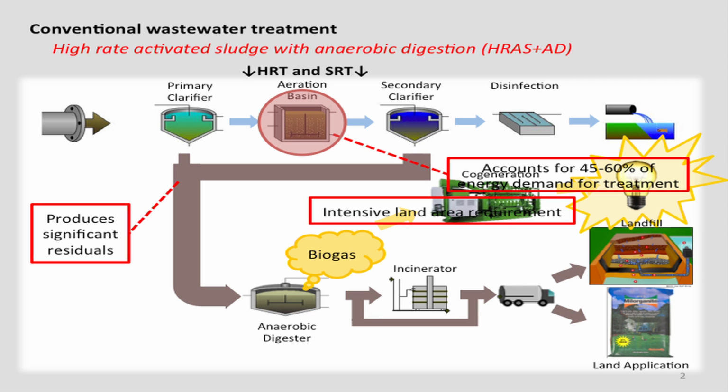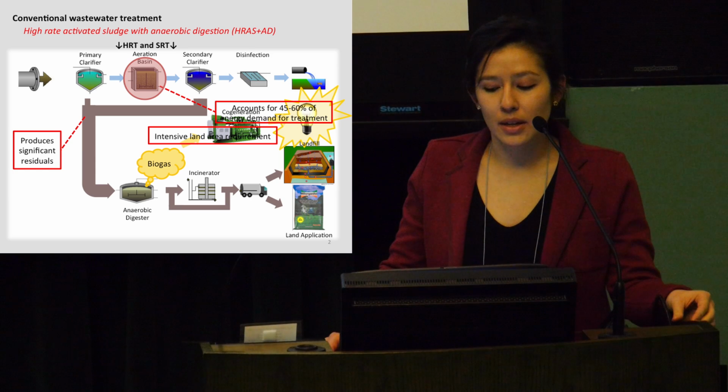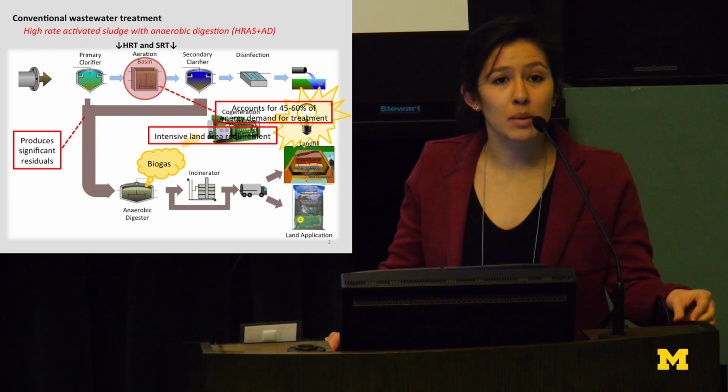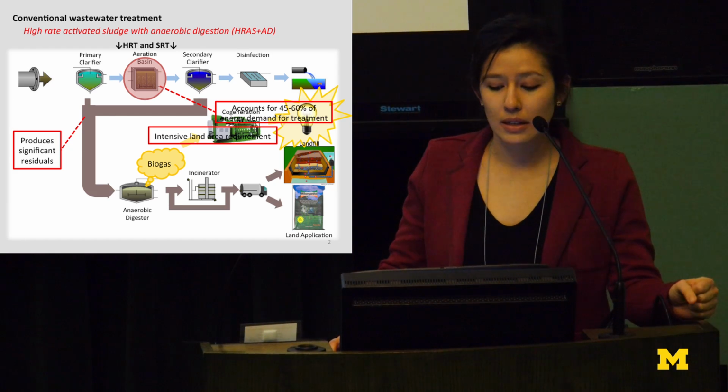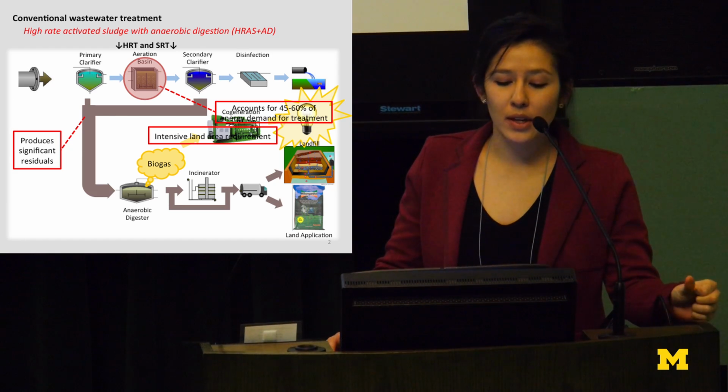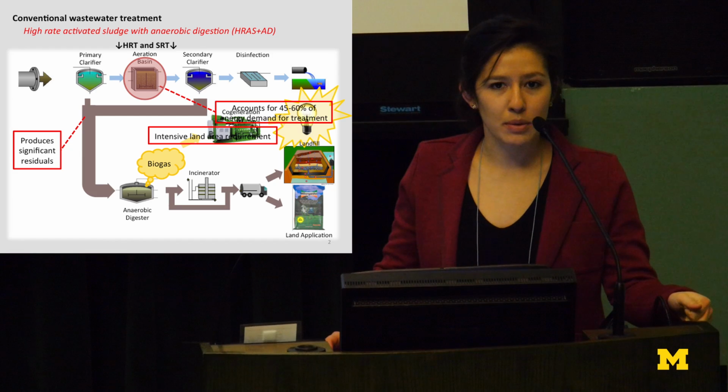Second is that with aerobic processes, you produce a significant amount of residuals that need to be managed and handled, and that's often done with anaerobic digesters, which can be used to produce biogas. And then third is that there's a potentially large land requirement, and that's both due to the number of unit processes used here, but also because of the residuals that are produced that need to be disposed of, either by landfill or land application.